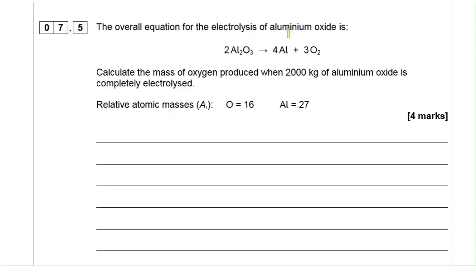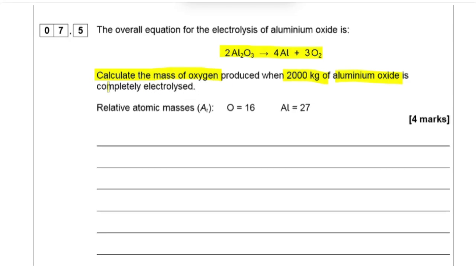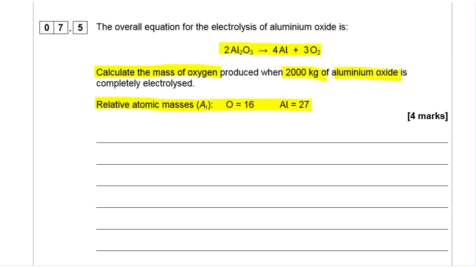7.5. The overall equation for the electrolysis of aluminium oxide is 2Al2O3 goes to 4Al plus 3O2. Calculate the mass of oxygen produced when 2,000 kilograms of aluminium oxide is completely electrolyzed. You've got the relative atomic masses of oxygen and aluminium, and this is a 4-mark question. This is one of those reacting masses questions. So let's use my table method. It looks a bit clumsy, but if you follow the steps, it works every single time.